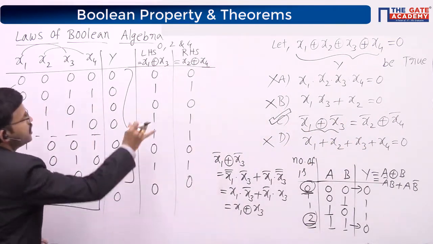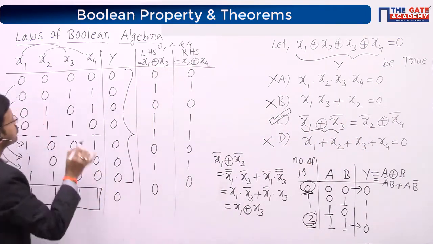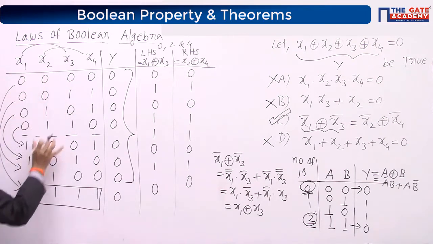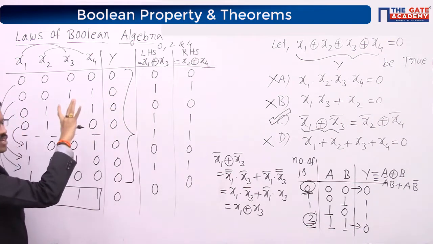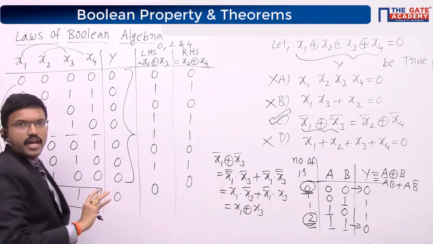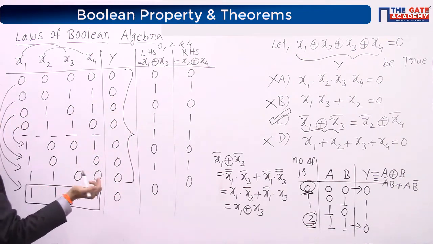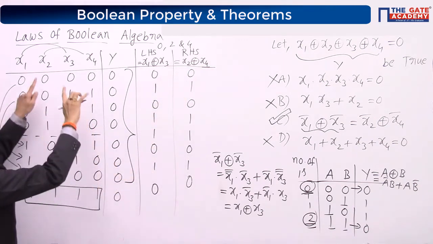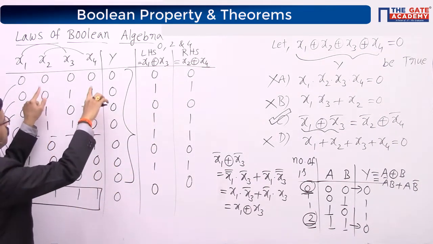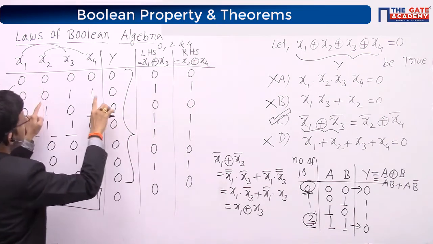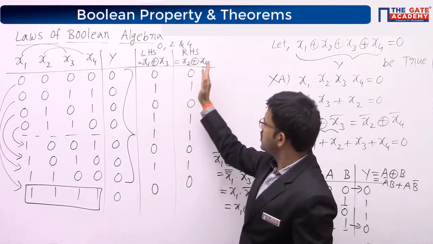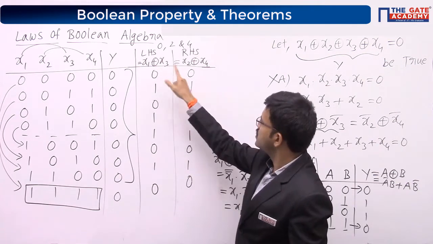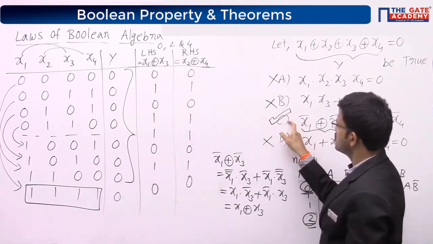Now here I am having variables x1, x3. Just observe this column and this column. If both are the same, output is 0; if both are different, output is 1. Similarly x2 exclusive-OR x4: here x2 column, x4 column. If both values are the same, output is 0; if both are different, output is 1. So we got that this column and this column are the same. That means LHS is the same as RHS, so option C is the correct answer.